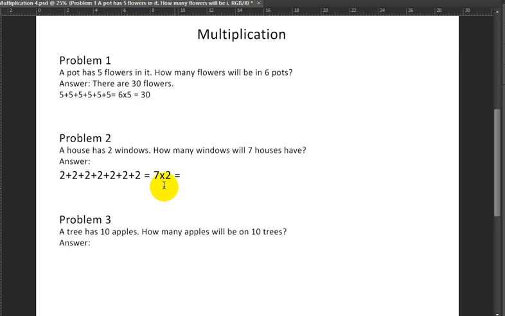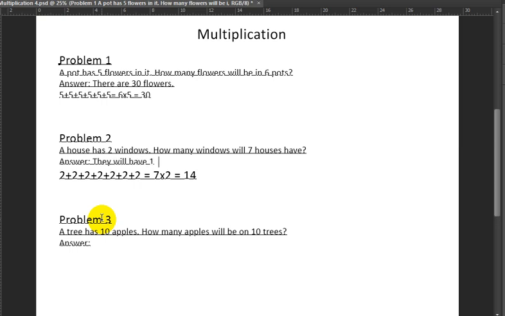Now, if we remember our trick for when we multiply with 2, we just need to find the double of whatever number we're multiplying 2 with. So 7 times 2 is the double of 7, so 14. And my answer should be that they will have 14 windows.